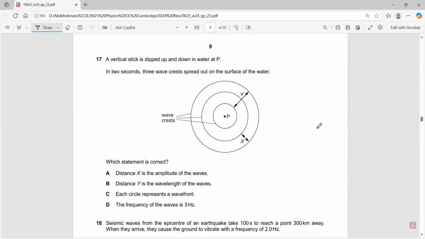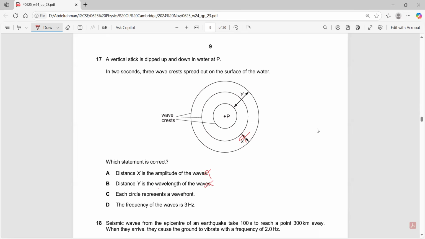A vertical stick is dipped up and down in the water at P. In 2 seconds, 3 wave crests spread out. Which statement is correct? X is the amplitude of the wave. X is not the amplitude, X is the wavelength. Y is the wavelength. No, Y is not the wavelength.